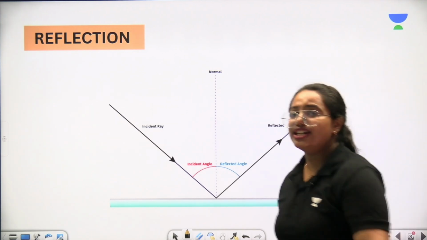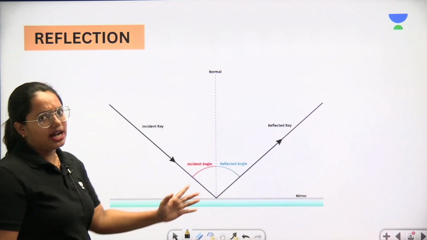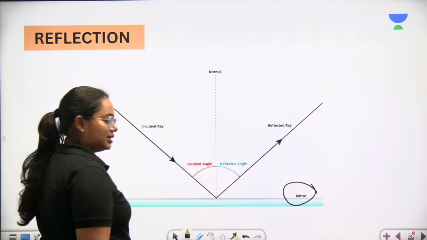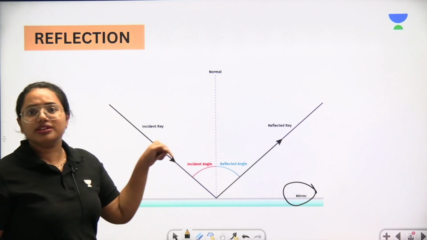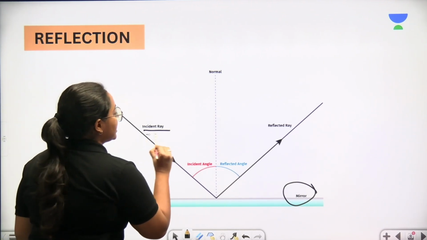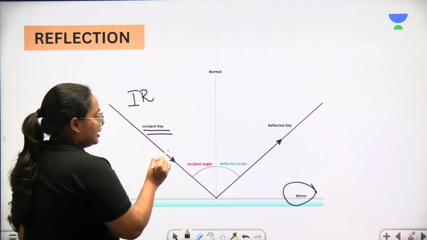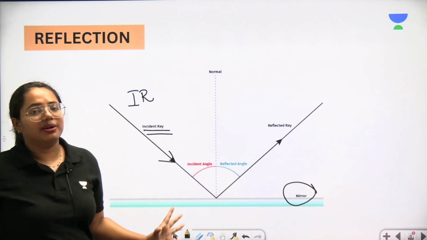So now we are going to learn reflection in detail. Very, very important. I told you that we have a surface here, right? So a mirror is the surface that we have considered. And there is a light ray which is falling onto the surface. This is called the incident ray. I can call it IR. And make sure that a proper arrow is given, otherwise the whole diagram goes wrong.